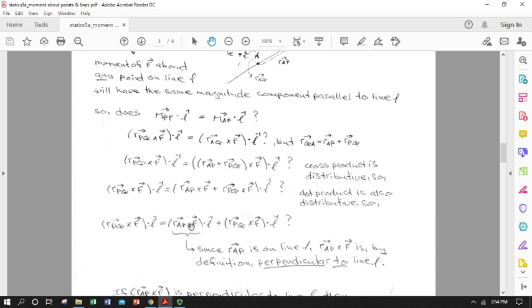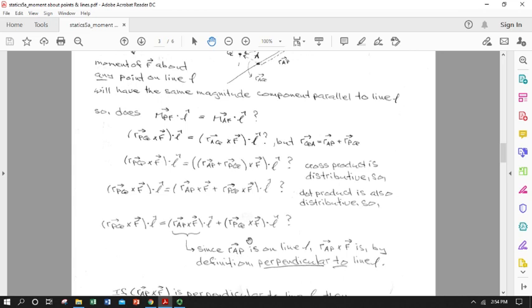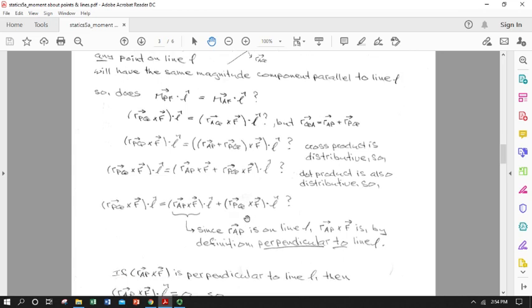Well, R_AP cross F is the same as the magnitudes of both of them times the sine of the angle between. So if F and R_AP happen to be parallel, that would be particularly nice. Or perpendicular, I might be able to write a relationship. We know that R_AP is on line L. Okay, so R_AP cross F is by definition perpendicular to line L. So we're not going to get rid of that in the cross product, but we've got a cosine relationship over here. So we're going to get rid of it in two steps.